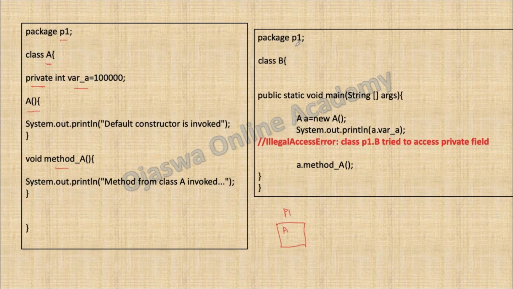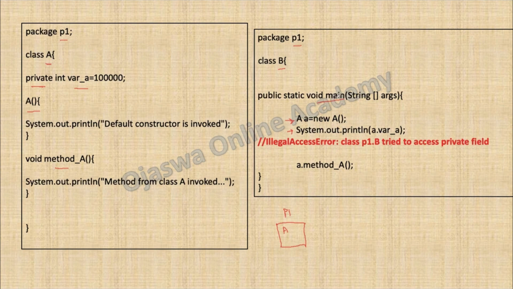Now let us understand what is happening in class B. We have defined package P1. Class B is defined inside package P1. We have a main method and there is an object definition. We have created an object of class A. We are trying to print the instance variable of class A.